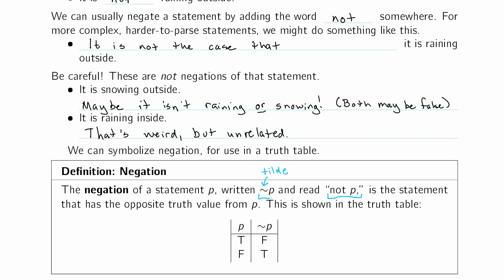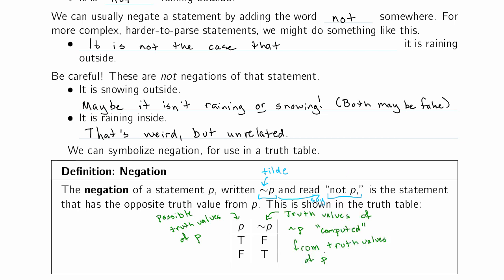So I'm going to see this, and I'm going to say this. I see this symbol, I say not P. That is the statement that has the opposite truth value of P. And the way that we're going to show that is to write a truth table. So this column shows all possible truth values of P. And then this shows the truth values of not P computed from the truth values of P.